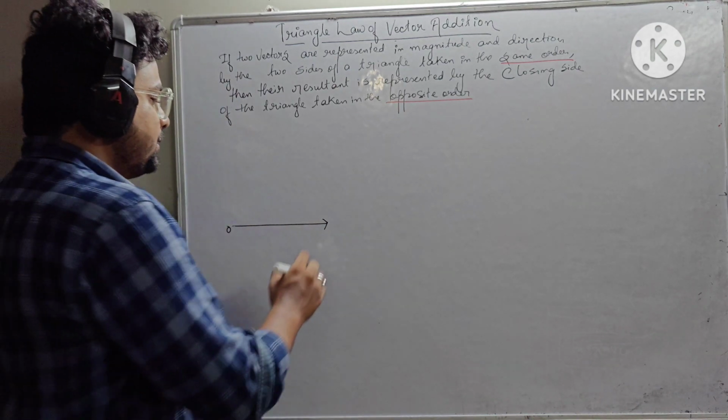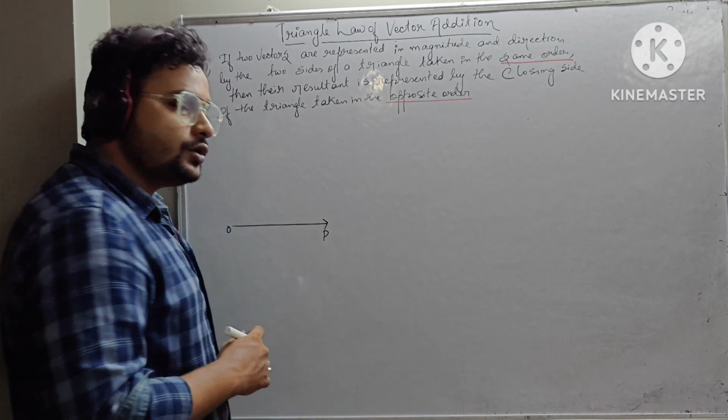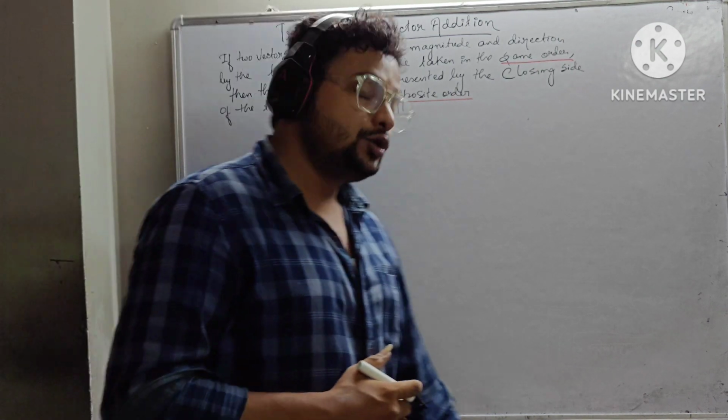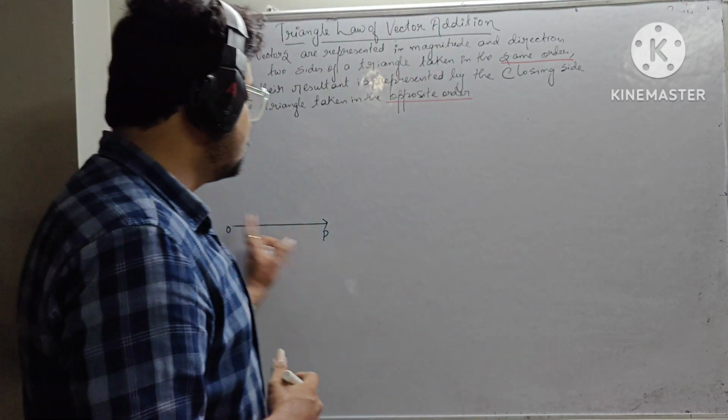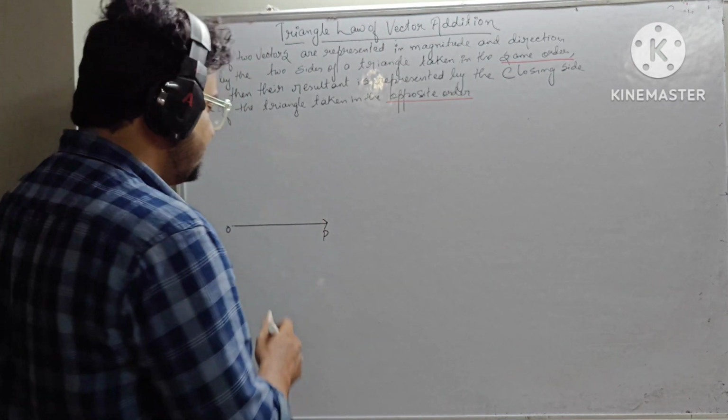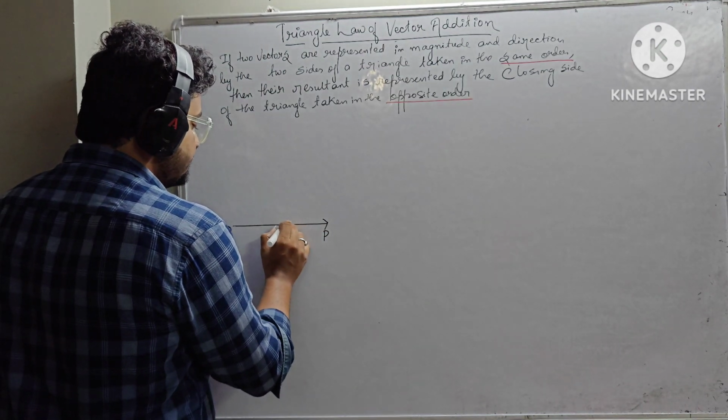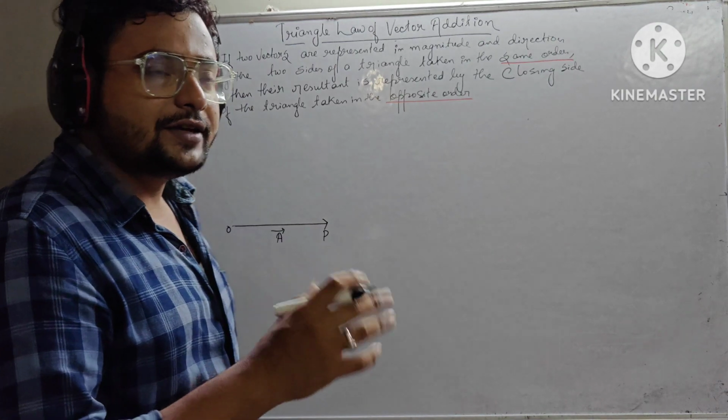This point is O, this point is P. Now you are given two vectors to add. One of the vectors is OP. This is one vector, suppose this one is vector A. This is vector A.